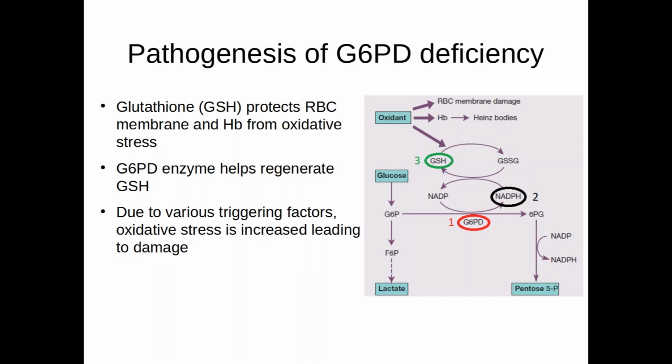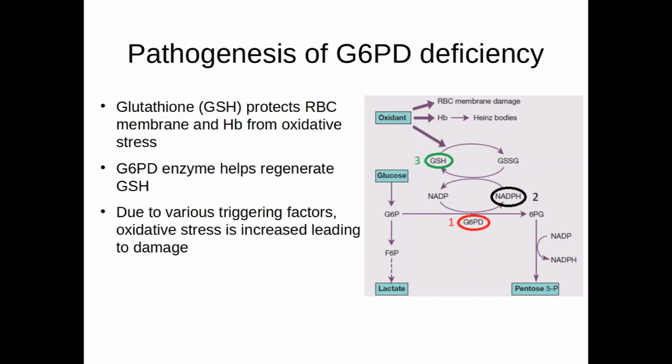If there is a deficiency of this G6PD enzyme, then glutathione is not regenerated, and because glutathione is not there anymore, oxygen free radicals will not be removed. When these free radicals are not removed, they will cause damage to both the RBC membrane as well as hemoglobin. So this is the basic mechanism of glucose 6-phosphate dehydrogenase deficiency.